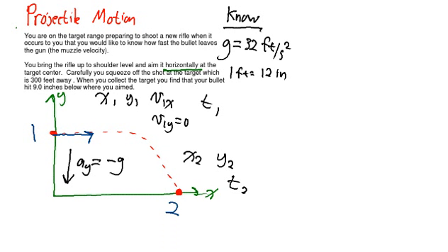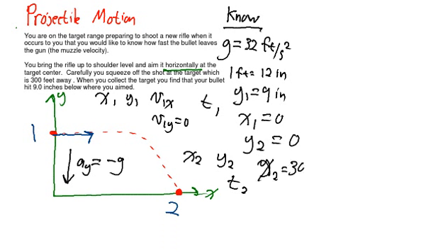To continue this table, we know that the value of y1 is 9 inches, the value of x1 is given to be 0, the value of y2 would be 0, and the value of x2 would be our 300 feet that we can convert to inches if we need to. We also know that the velocity in the y direction initially is equal to 0. And what we want to find is the value of v1x.